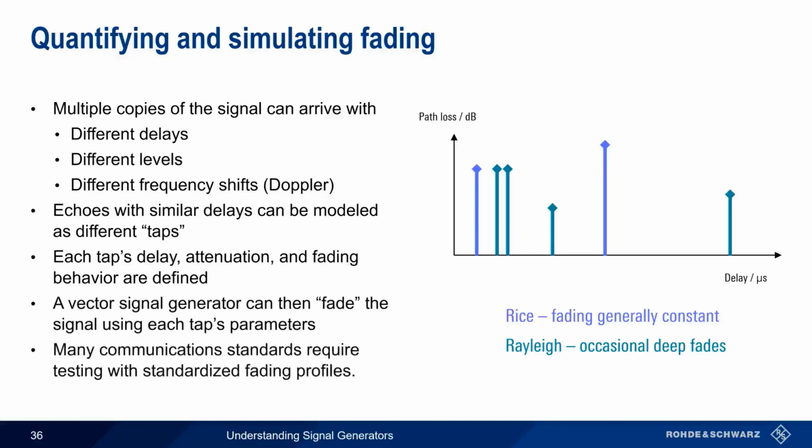Note that many wireless communication standards, such as LTE, require that devices be tested with standardized fading profiles that simulate a wide variety of real-world environments, such as being in a large city or on a high-speed train.